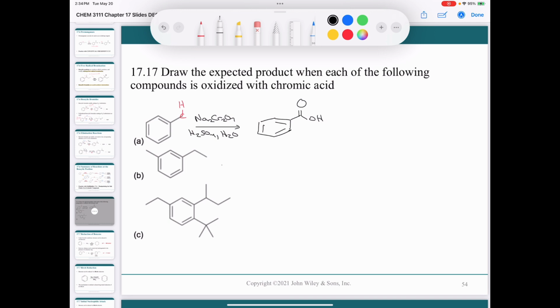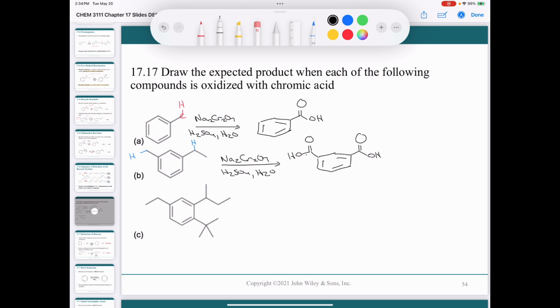In the second one, same thing. We're going to treat it with sodium dichromate, sulfuric acid, and water to make our chromic acid. Now we've got a benzylic position here with a proton. We've got a benzylic position here with a proton. And so we're going to end up with a dicarboxylic acid. So we're going to have a carboxyl group at this position, and we're going to have one meta to it as well.